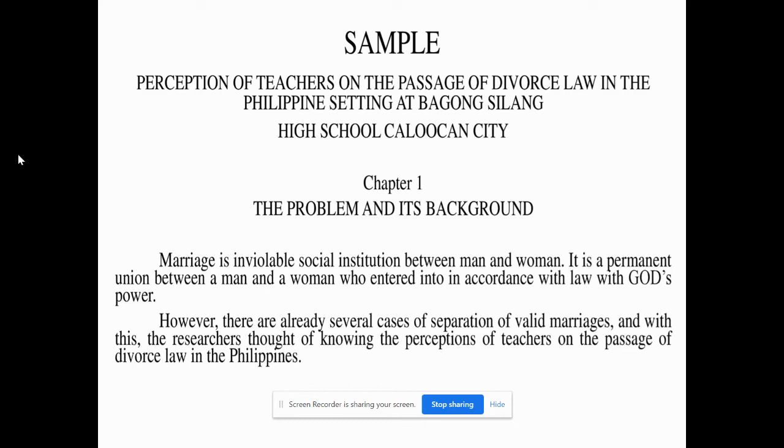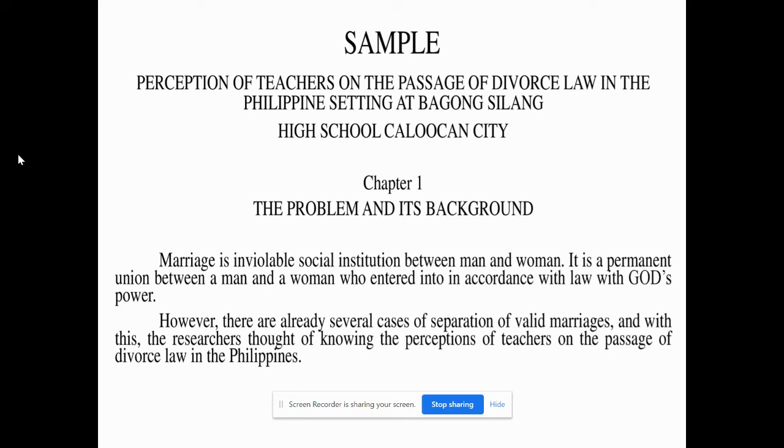Now look at the word chapter 1. Letter C is capitalized and use the Arabic number 1. Below it, we have the problem and its background. So in writing the title of chapter 1, take note again that it is written all in capital letters. So it says the problem and its background, under which you are going to write now the introduction or background of divorce law in the Philippines.